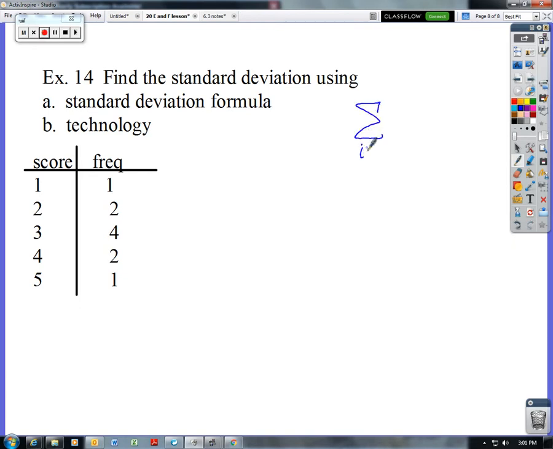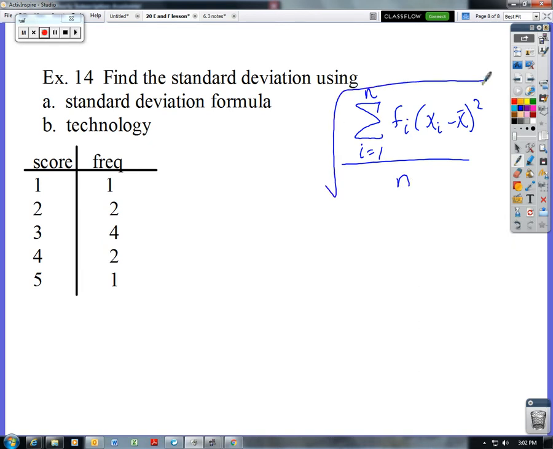Let's go ahead and write that formula back down again. Let's see, it was i equals 1 to n, and it was frequency times x sub i minus x bar, squared, all over n. Take the square root of all that.